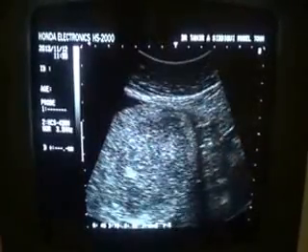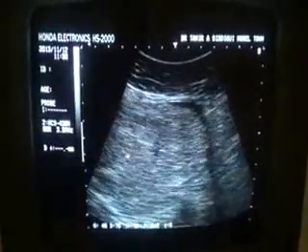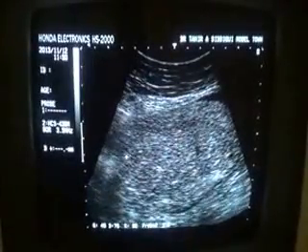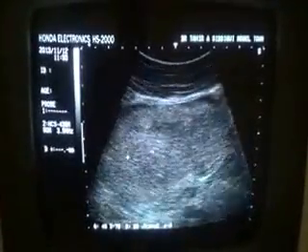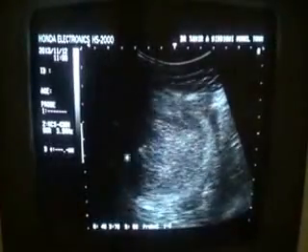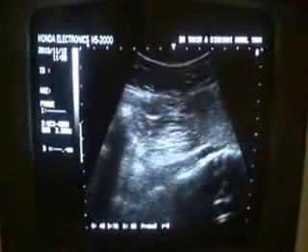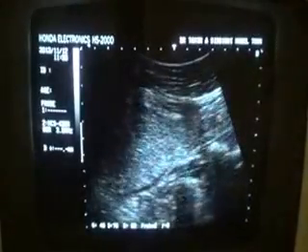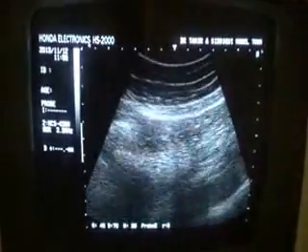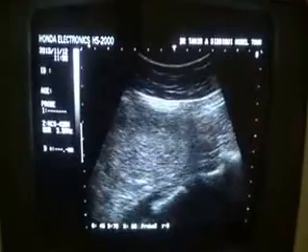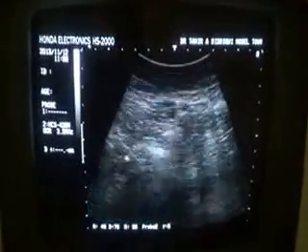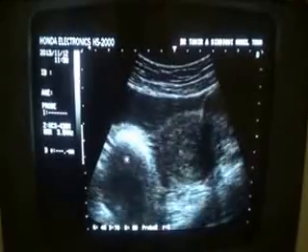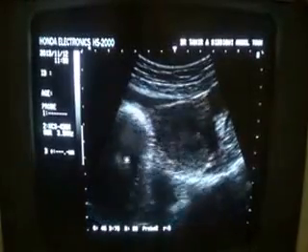So this is a complex mass, solid, with internal cystic and solid areas as well as calcification, with iliac vessels coursing posterior to it in the region of the right lower abdominal quadrant. There is no fluid seen in the pelvic cavity. The right ovary is not visualized.